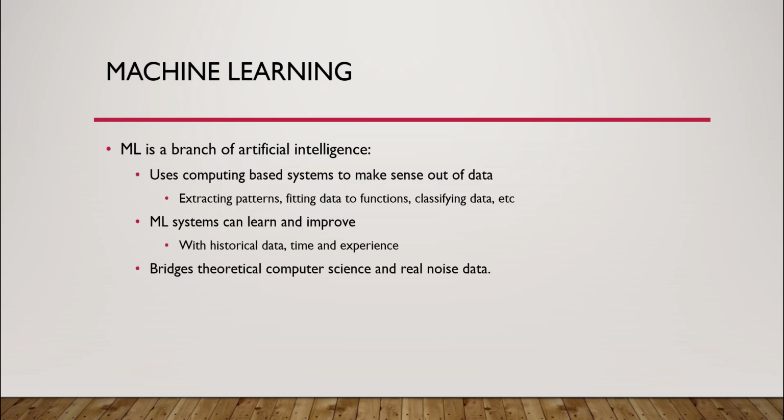Machine learning is a branch of artificial intelligence that uses computing-based systems to make sense out of data, extracting patterns, fitting data to functions, classifying data. Machine learning systems can learn and improve with historical data, time and experience, and bridge theoretical computer science and real noisy data.